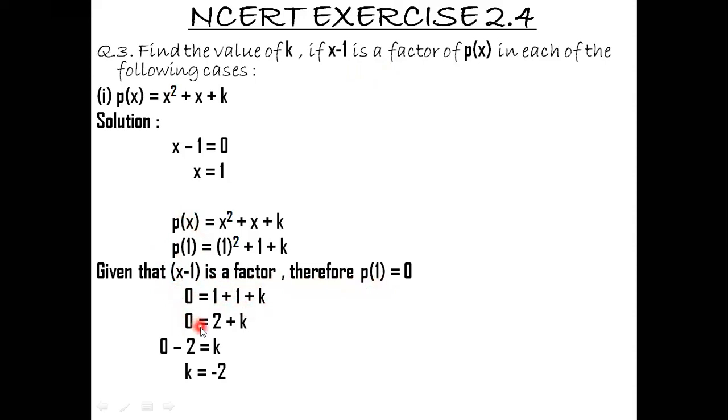The next step, 0 is equal to 1 plus 1 is 2, 2 plus k. What are we supposed to find? The value of k, right? So I'll bring the 2 onto the other side. 0 plus 2 goes to the other side, becomes minus 2. So 0 minus 2 is minus 2. So what is the value of k? k is equal to minus 2. The only catch in this solution was that since it is given that x minus 1 is a factor, all that we have to do is take p of 1 as 0. I hope this is clear to you. Very similar to what we did in question number 1 and question number 2.